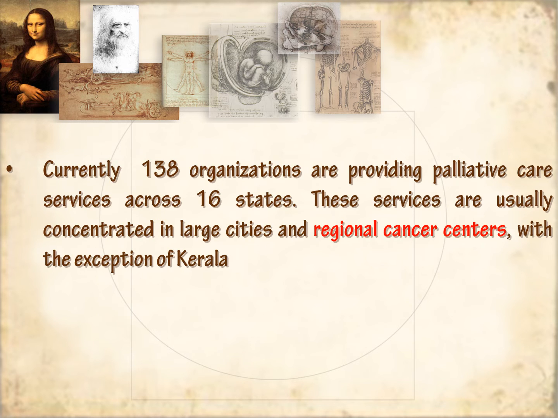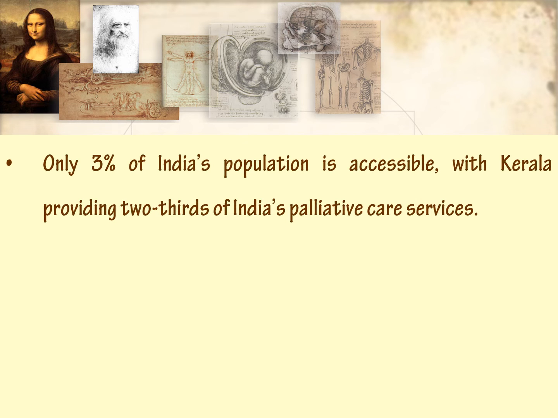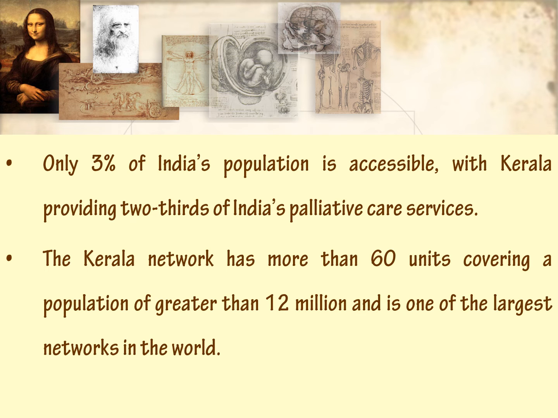Currently, there are 138 organizations providing palliative care services across 16 states. These services are usually concentrated in large cities and affiliated to regional cancer centers, with the exception of Kerala. In Kerala, they have the highest number of palliative care services or providers.